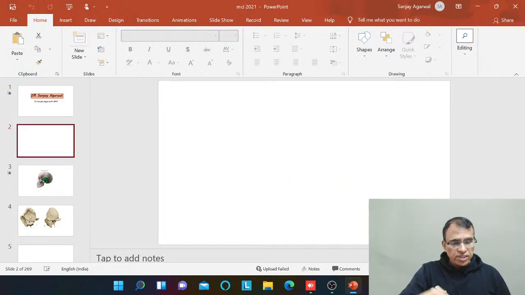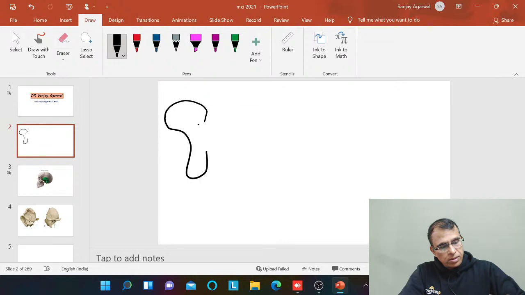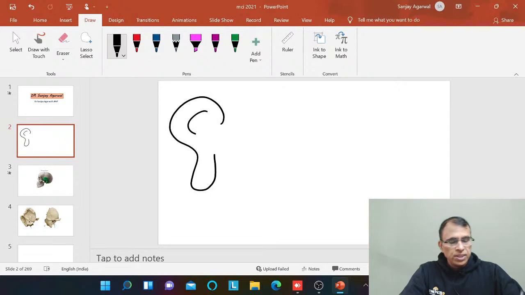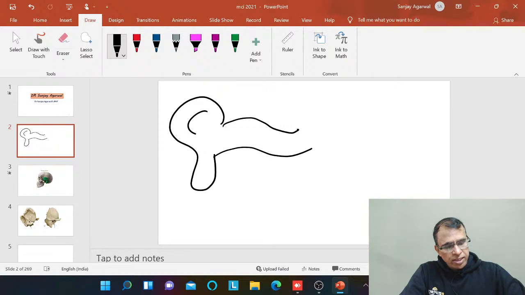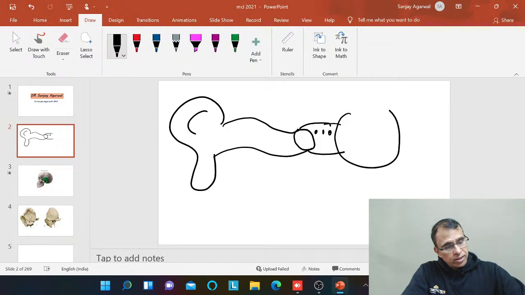Now, the first thing that I draw is the pinna. Then there is a canal through which the sound travels. At the end of the canal, there is a membrane which is called the tympanic membrane. And then there is a middle ear cavity with three ossicles. We all know there are three ossicles, so I draw three dots just to represent them. And then there is an inner ear which has a cochlea and the vestibule.